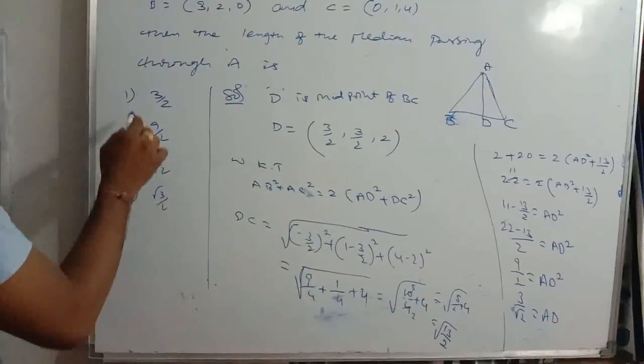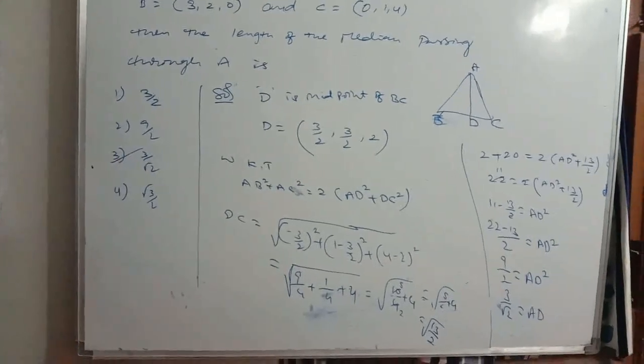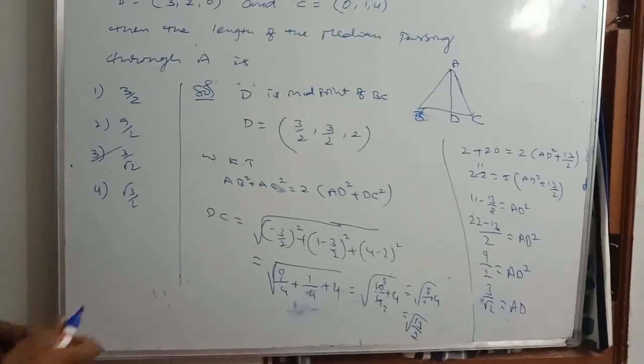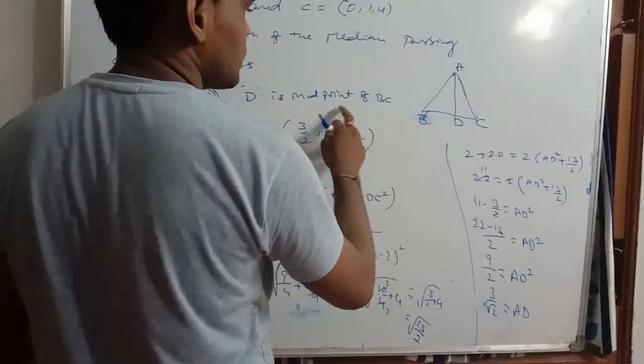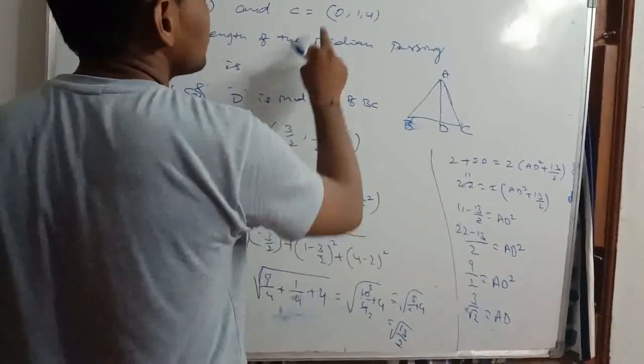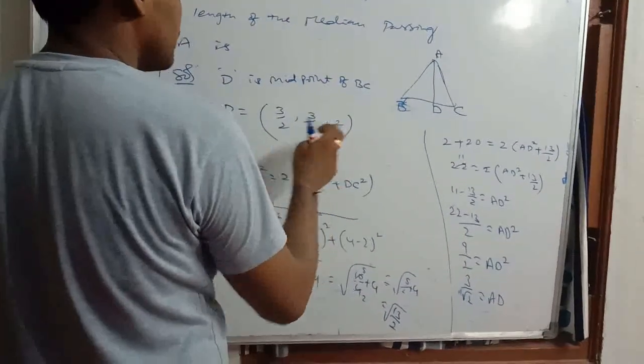Now here the third option is the answer, 3 by root 2. Now I repeat, D is the midpoint of BC. D is the midpoint of BC, which is (x1 plus x2) by 2, (y1 plus y2) by 2, (z1 plus z2) by 2.